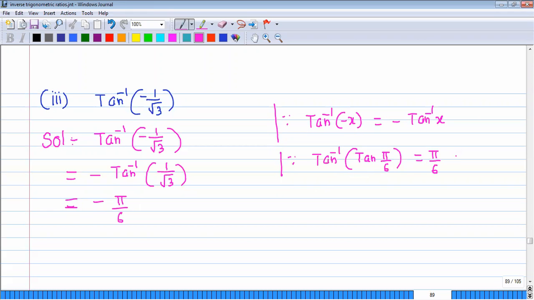This is actually tan inverse of 1 upon root 3. Yes, this value is pi by 6, but negative sign is there. Negative into pi by 6, negative pi by 6.